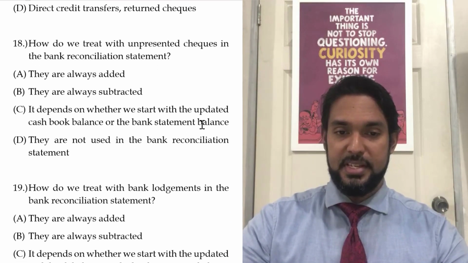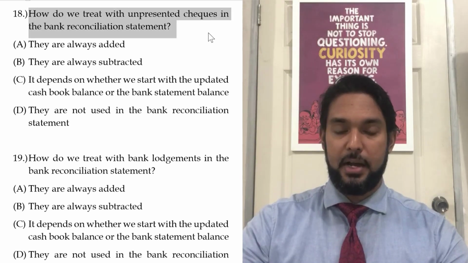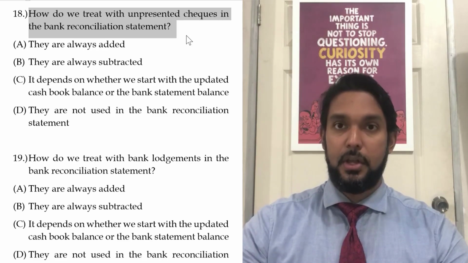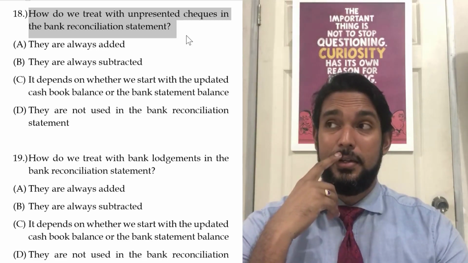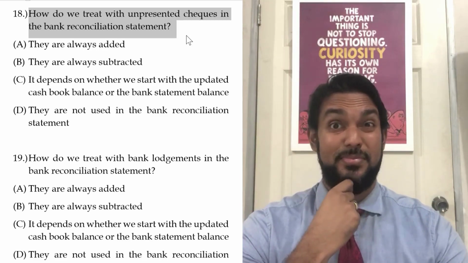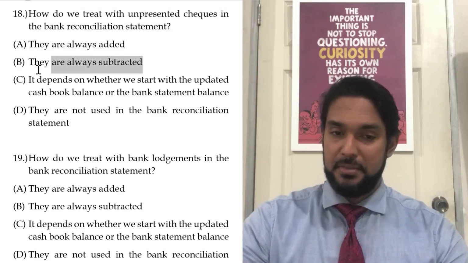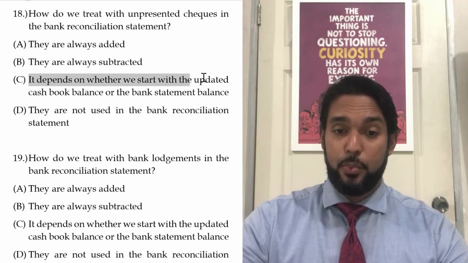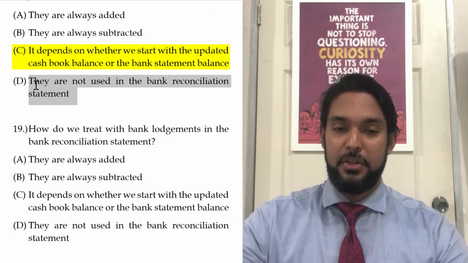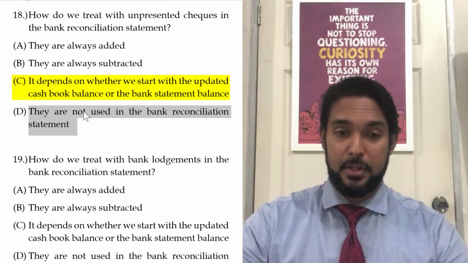Let's go to number 18. How do we treat unpresented checks in the bank reconciliation statement? Now you see, the thing is, it depends. Are we starting with the cash book balance? Are we starting with the bank statement balance? It depends. So to say they are always added or always subtracted, no. It depends on whether we start with the updated cash book balance or the bank statement balance. Look at these. They are not used in the Bankrec. So you have to know your stuff. Okay.